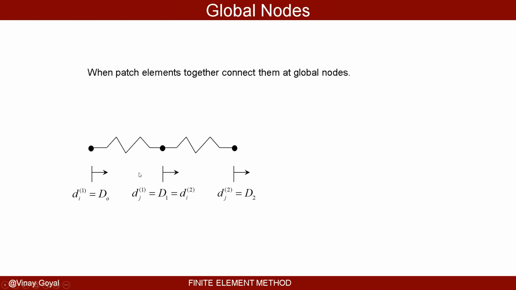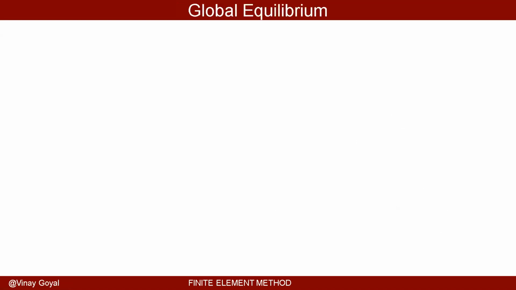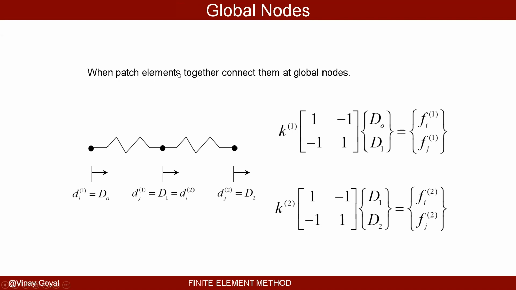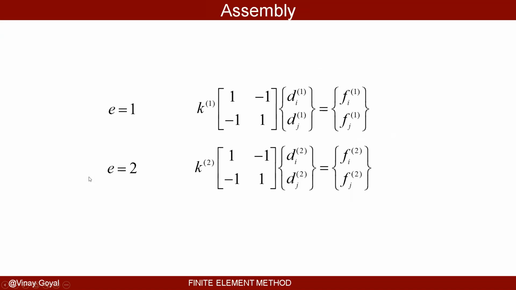So I had to find a way of patching elements together, connecting them at global nodes. I have to find a way of taking these two elements that are separated and putting them together. For the first spring, I have this. For the second spring, I have this. And I want you to notice how these deflections are in this local element representation, i and j, and this is also in the second element, i and j for the second element.